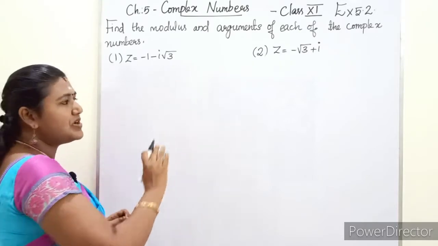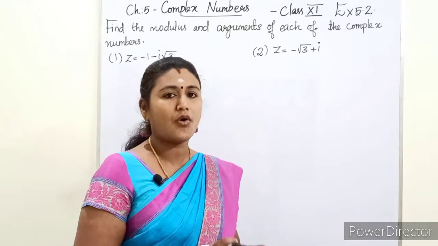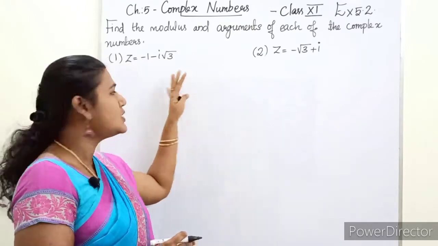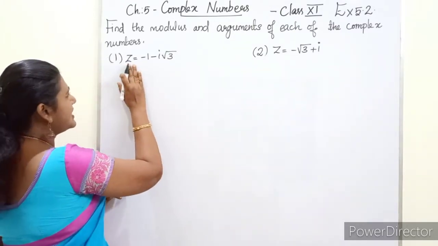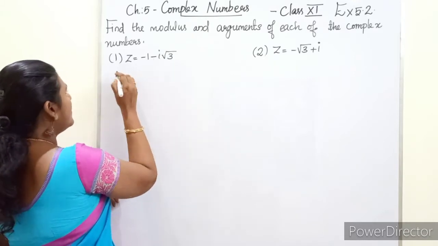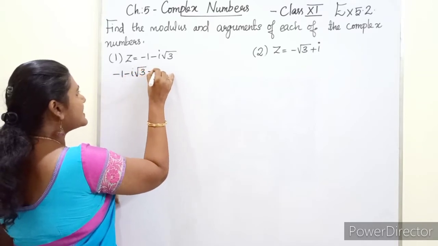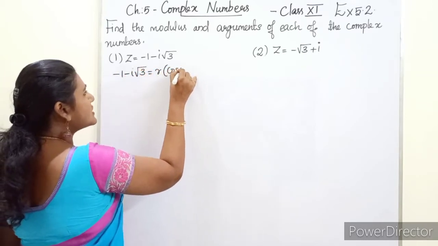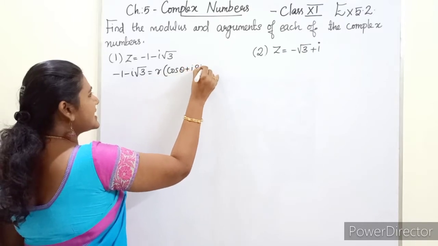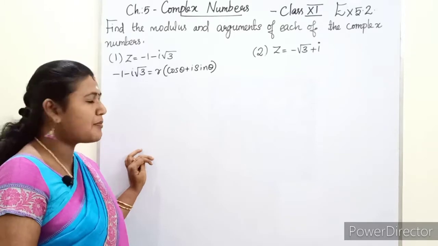Here, two complex numbers are given. We have to find the modulus and the argument. The first one is z equals minus 1 minus i root 3. The polar form of this complex number is r into cos theta plus i sin theta. This we have already learned. This is the polar form of a complex number.